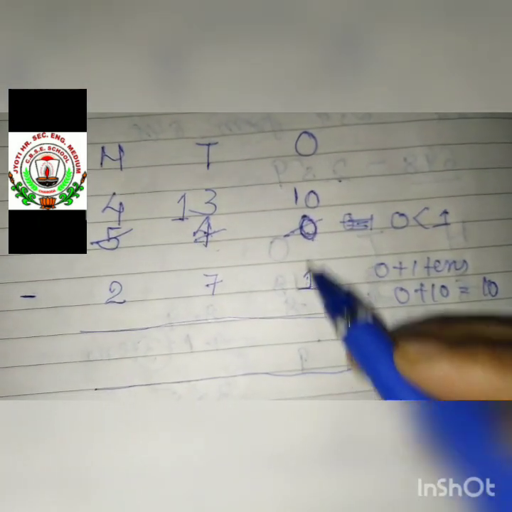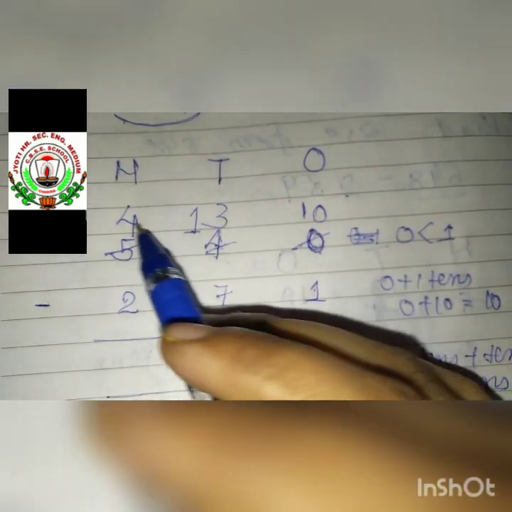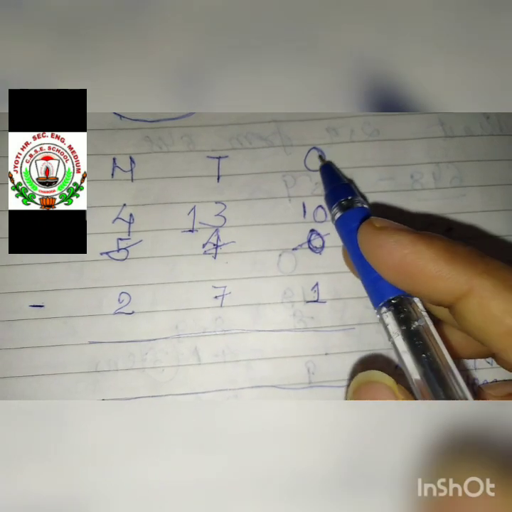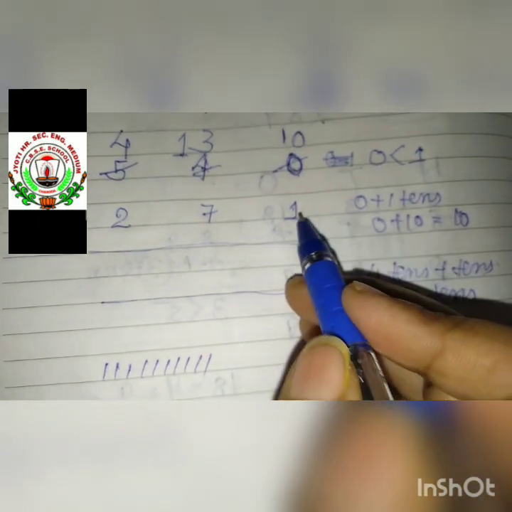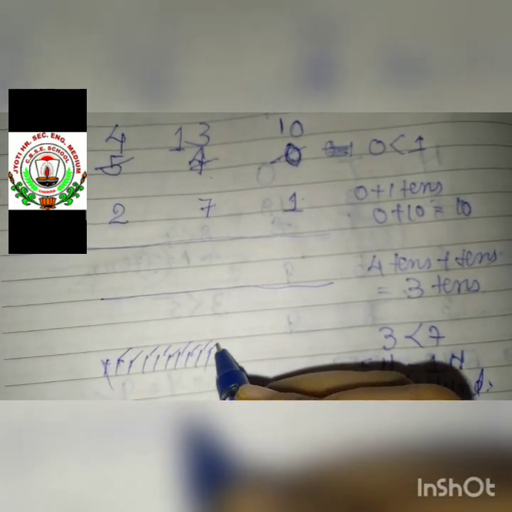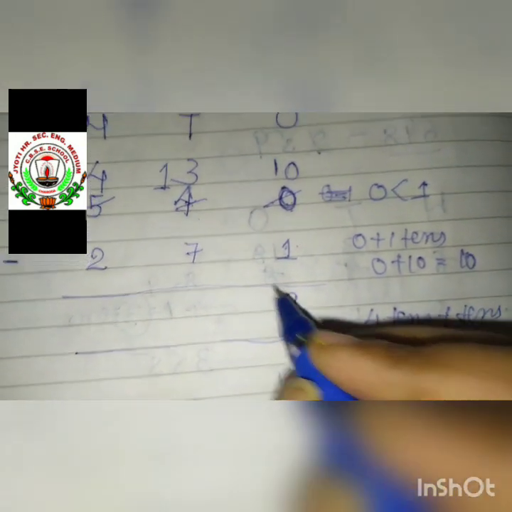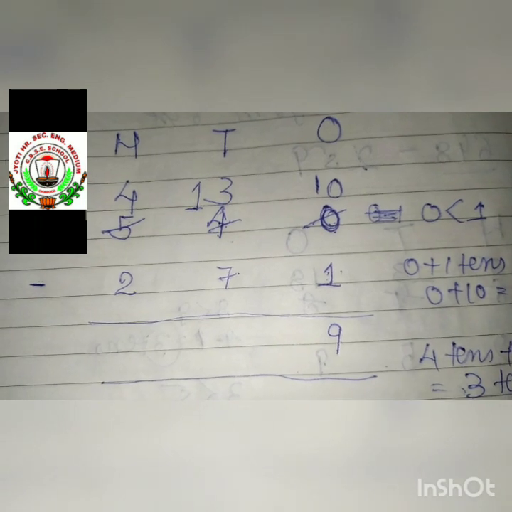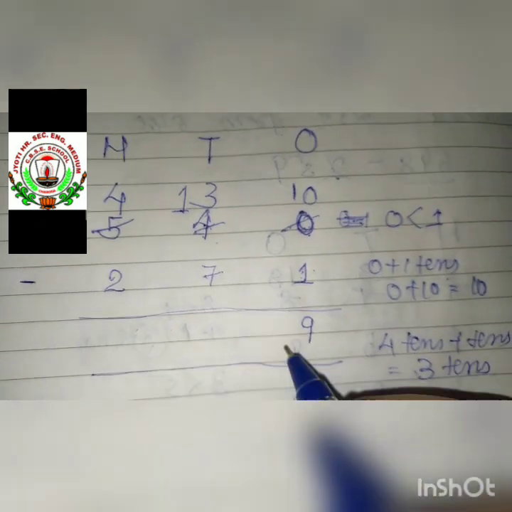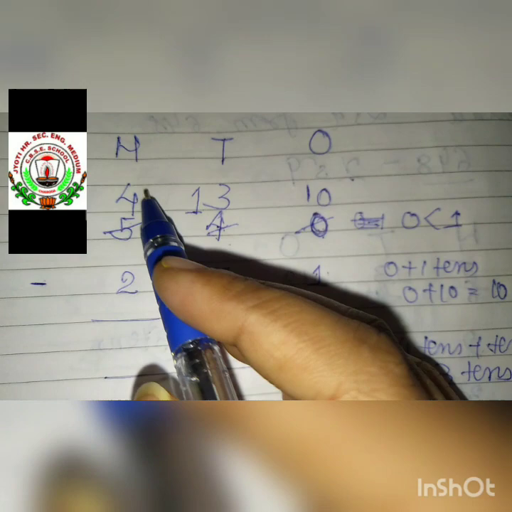See, starting from the ones column, then the tens column, then the hundreds column. Now see, ones. 10 minus 1, how much can we get? See, 1, 2, 3, 4, 5, 6, 7, 8, 9, 10. We will deduct 1. We got the answer as 9. Then 13 minus 7. In the same way, children, can you say how much will be 13 minus 7? 6. Okay, good. 6. Then in the same way, the hundreds place.